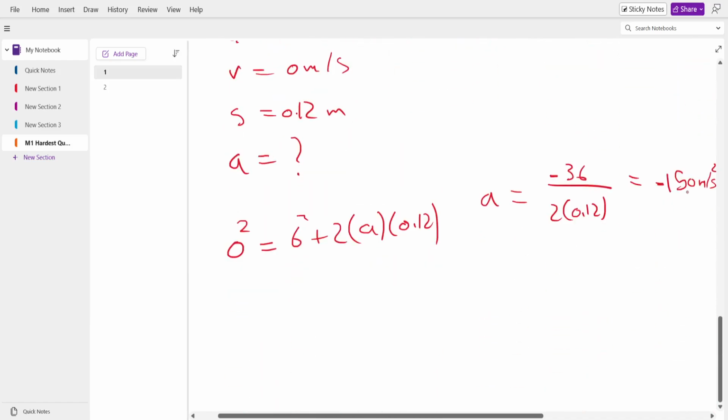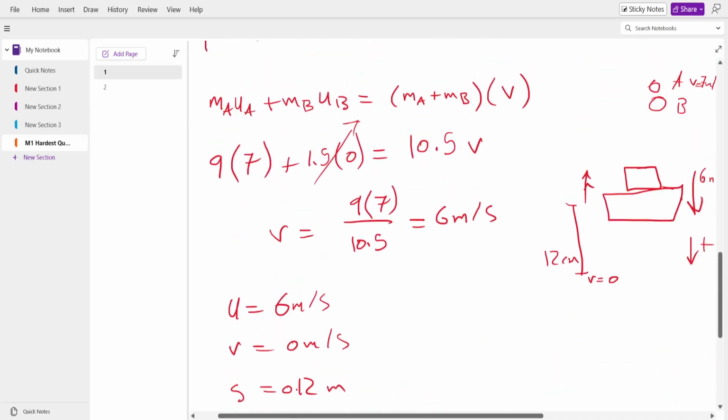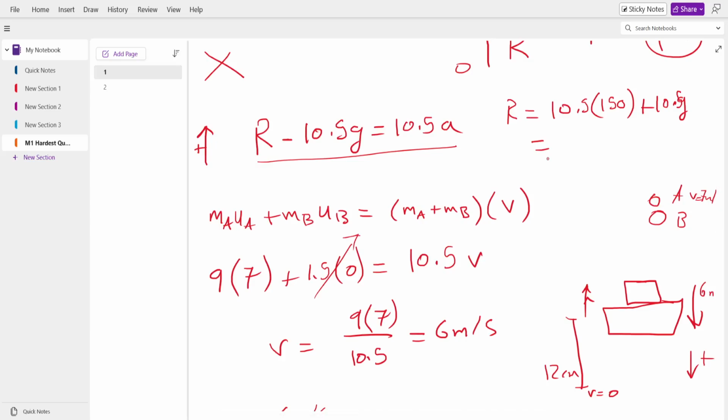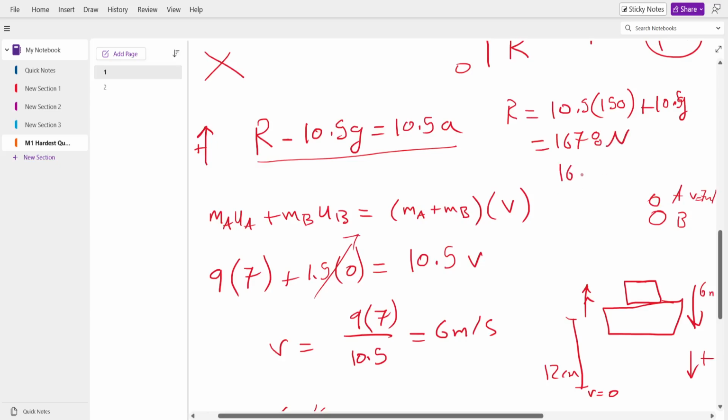So now, since the magnitude of a is 150, we can use it in the forces equation. I have R equals 10.5 times 150, and then plus, when I move the 10.5 g to the other side, it becomes plus 10.5 g. This is going to give me an R value of 10.5 times 150 plus 10.5 times 9.81, so 1678 newtons, or about 1680 newtons. This is my answer for the first question.